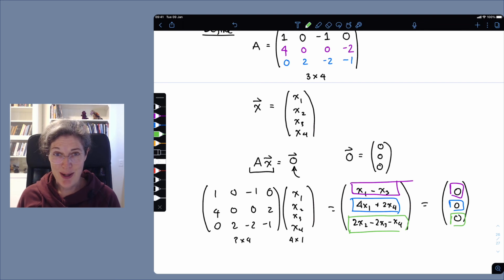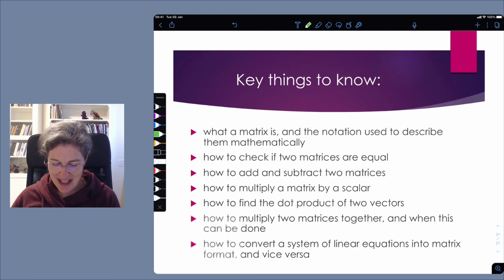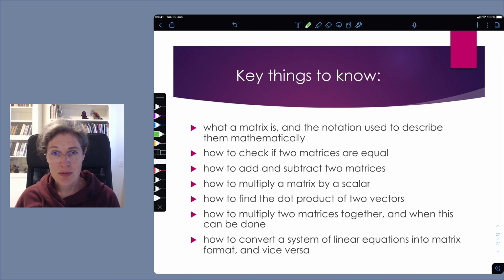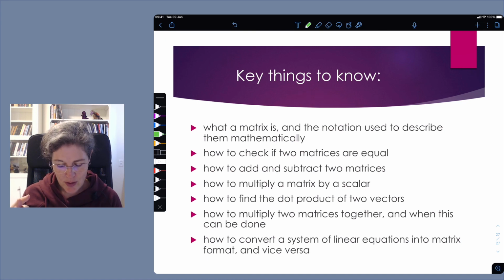Okay, so that was quite a lot. What do you need to know from this lecture? You need to know what a matrix is and the notation that we use to describe them. You need to be able to check if two matrices are equal. So remember, it's dimension and corresponding entries. You need to be able to add and subtract, multiply by a scalar. You need to be able to find the dot product because you need that in order to be able to multiply two matrices. And the final thing is you need to know how to convert a system of linear equations into matrix format and vice versa.